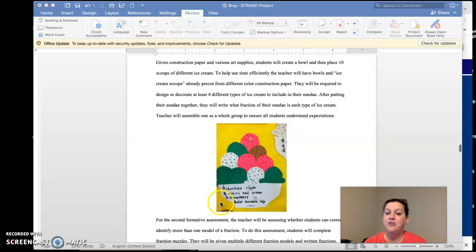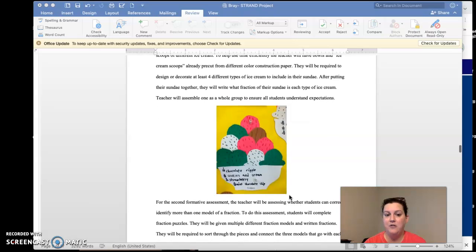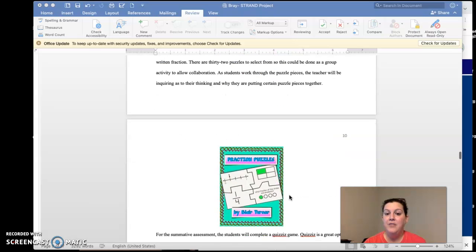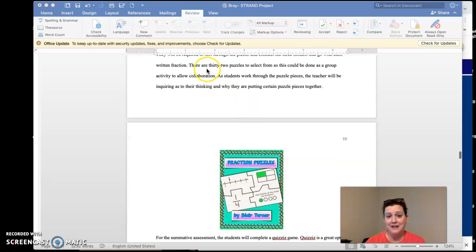And then as the fractional piece of this, on the bowl itself, they will write down the fractions of their ice cream scoops. For the second one, they'll be putting together puzzle pieces. So they will be presented with up to 32. I would not give all students 32. I would put them in groups of maybe 5 groups and divide up 6 of the puzzles to each group.